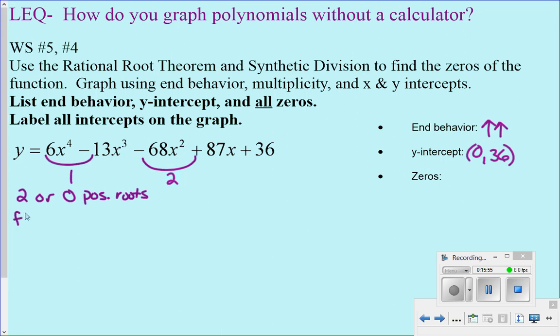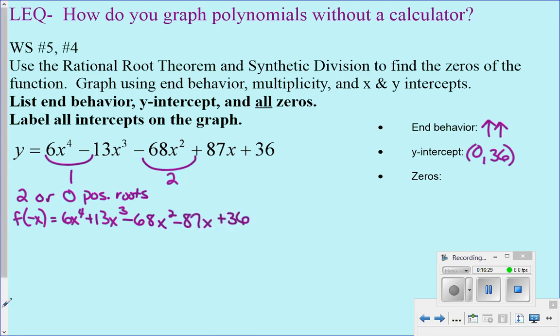Let's do f of negative x. So 6 times negative x to the 4th is positive x to the 4th, times 6 is 6x to the 4th. Inputting negative x and cubing it is negative x cubed, times negative 13 is positive 13x cubed. Negative x squared is positive x squared, times negative 68 gives me negative 68x squared. Negative x times 87 gives me negative 87x, and plus 36 on the end.